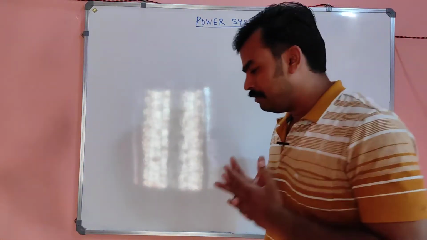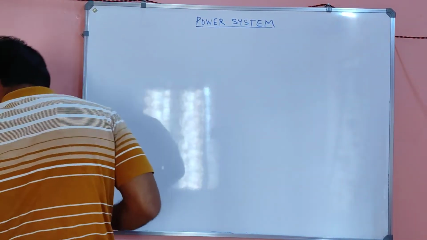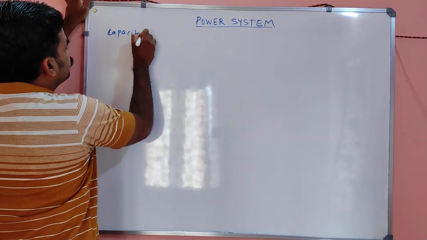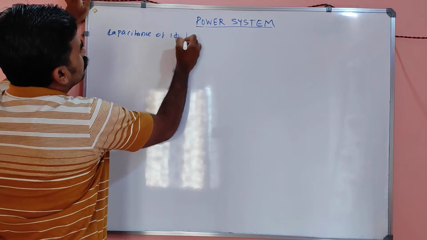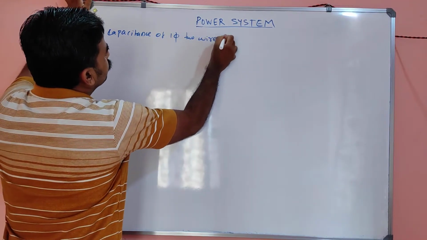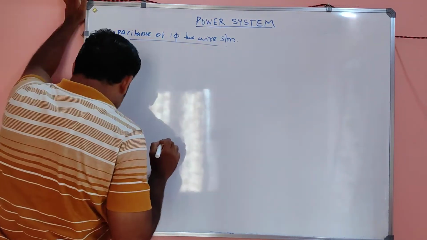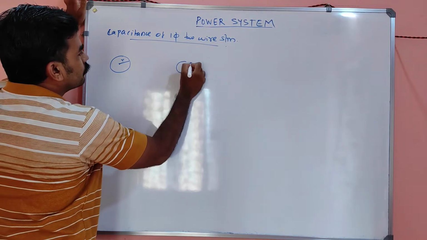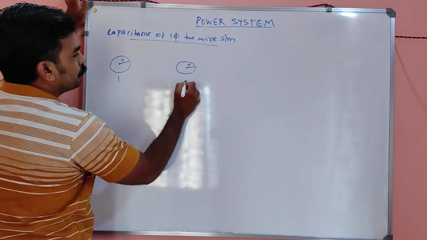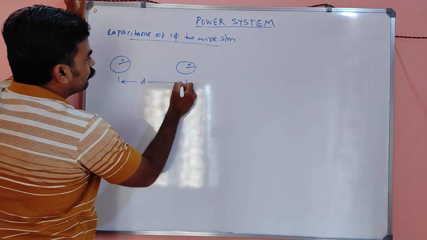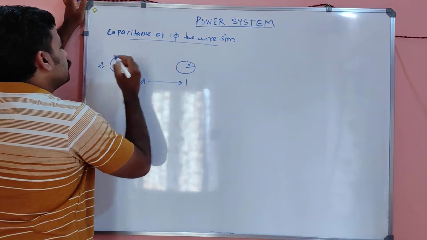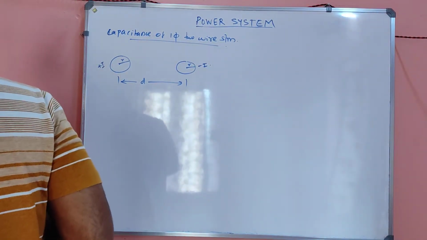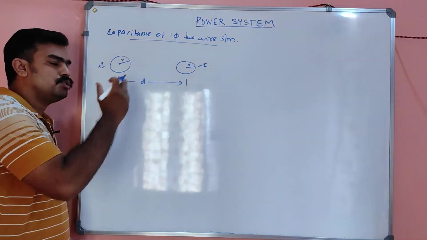Okay, so today we are going to discuss the capacitance of a single phase two wire system. Again consider two conductors, my dear. Plus I and minus I are the currents flowing through the conductors, and you have to calculate the capacitance between these two lines.